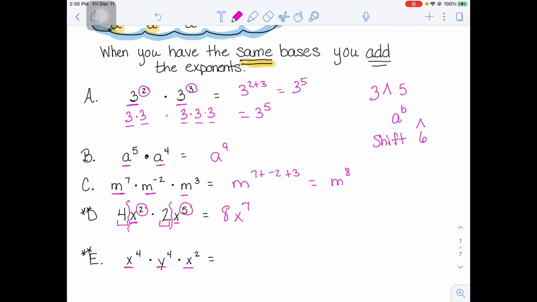We cannot combine x and y bases. They're not the same, so the rule doesn't apply. We can't say x, y, and then put this as 10. Can't do that. But we can combine the x bases. And we have 2 and a 4, so we add those together and get 6. Y doesn't have anything combined with, so we write him last. And we like to do this in ABC order.